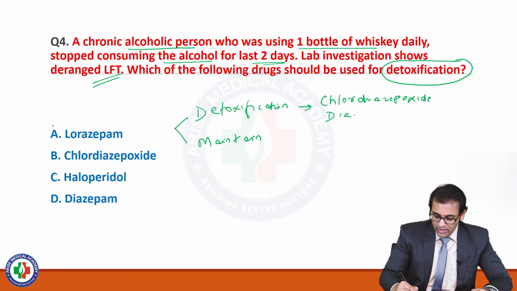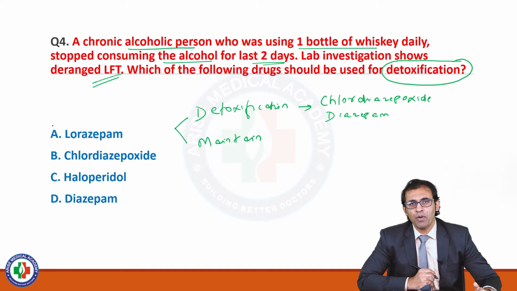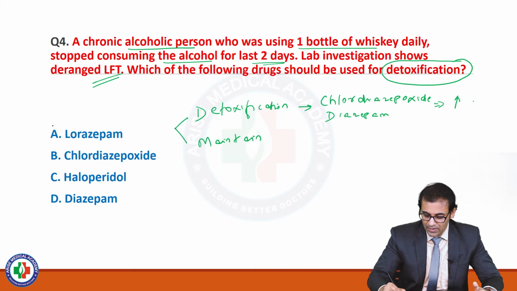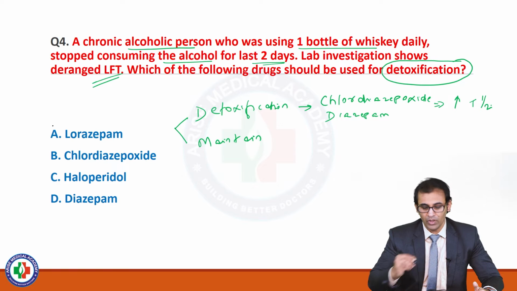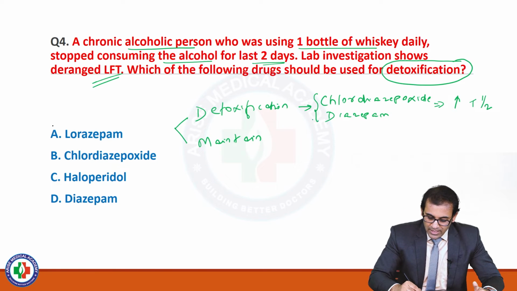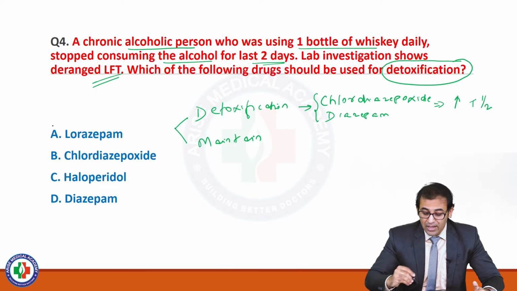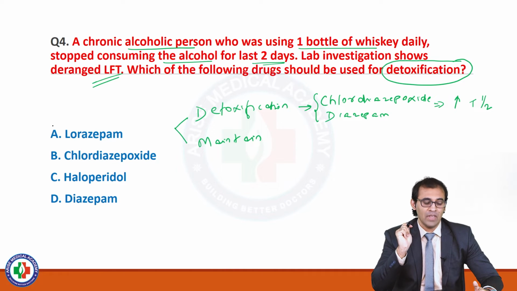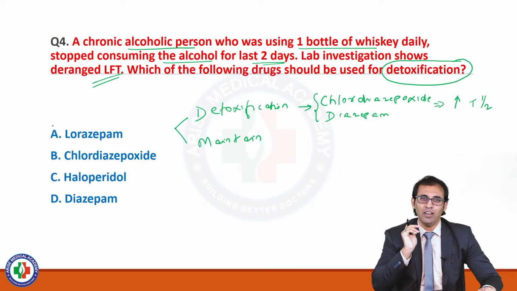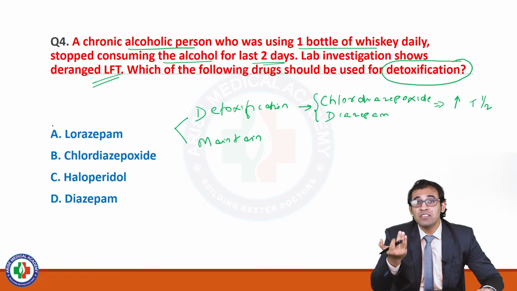Second, you can also use diazepam. Why are you using chlordiazepoxide and diazepam? Because they have a longer half-life. But these drugs can be used when the liver function test is normal. But in this question, the patient has an abnormal liver function test. It means liver damage has already started. So please understand which benzodiazepines are safe when the liver is damaged.